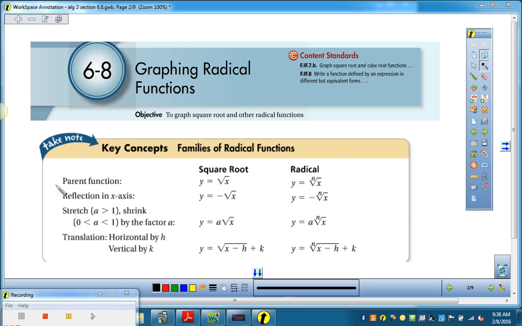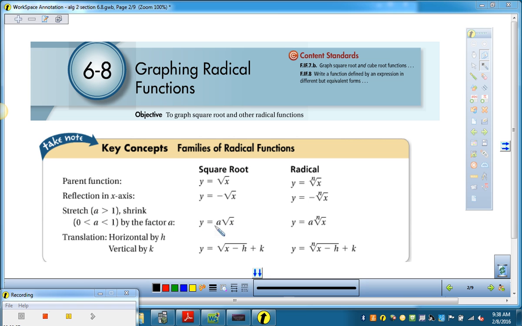So, what we have here is just some reminders of our transformations. If our parent function is the square root, we write y equals the square root of x. And any other root, we can write y equals the nth root of x, depending on what that is. The cube root, the 5th root, the 8th root, any of those. So let's remind ourselves, if we put a negative in front of the function, what does it do? It reflects over the x-axis.